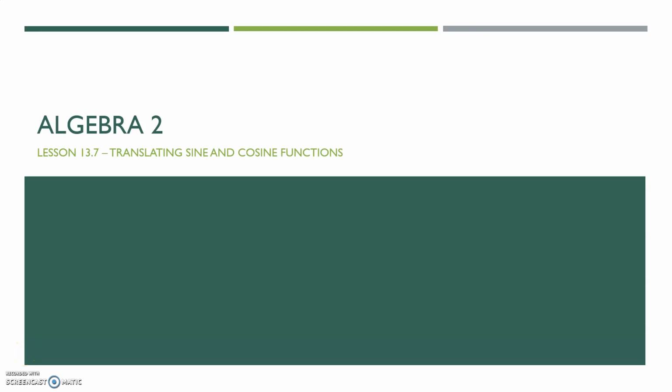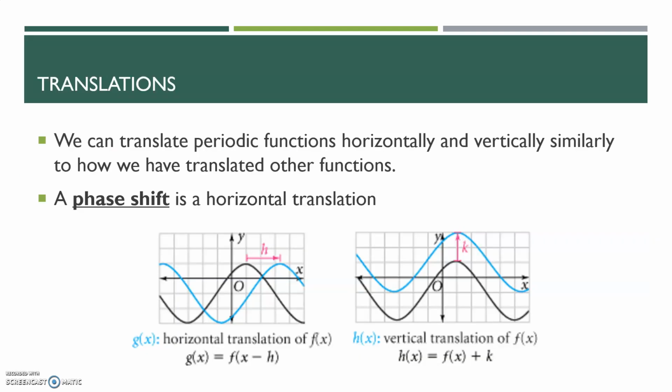Hi guys, today we're going to continue with translating sine and cosine functions. And just as a review, we introduced this yesterday. The idea is we have a phase shift, which is a horizontal translation. And a horizontal translation is written in the parentheses with the function with the opposite sign.